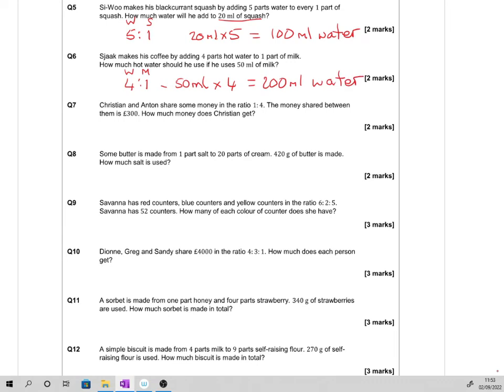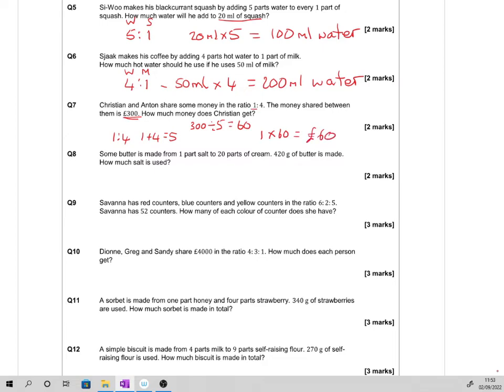Christian and Anton share some money in the ratio of 1 to 4. The money shared between them is £300. How much does Christian get? So we've got 1 to 4. So what we do here, we go 1 add 4 equals 5. So we've got 5 parts of ratio altogether, and they all add up to £300. So 300 divided by 5 is 60. So each part is 60. Christian gets 1 part. So Christian gets 1 times the 60, which is £60.